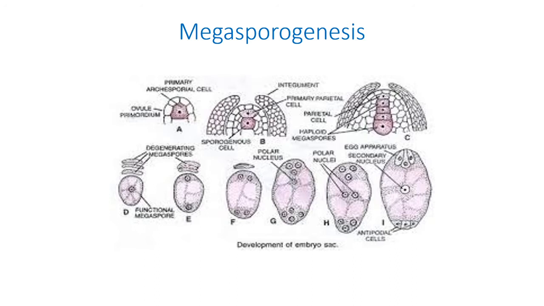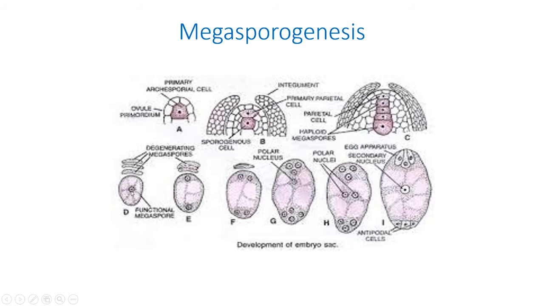Again, on the basis of the number of megaspores which take part in the formation of the embryo sac in angiosperms, there are three types of embryo sac development: monosporic type, bisporic type, and tetrasporic type. In monosporic type, only one megaspore remains functional and the remaining three degenerate. That means only one megaspore becomes functional.